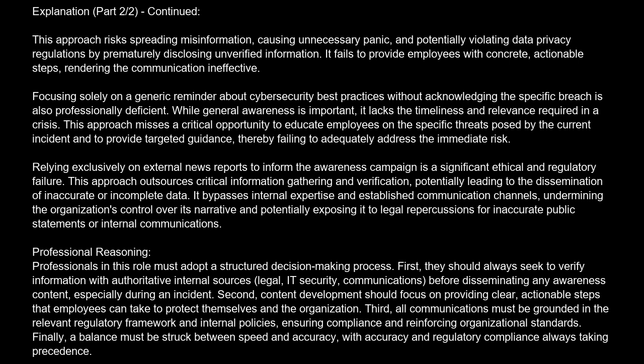Professional reasoning. Professionals in this role must adopt a structured decision-making process. First, they should always seek to verify information with authoritative internal sources, legal, IT security, communications, before disseminating any awareness content, especially during an incident. Second, content development should focus on providing clear, actionable steps that employees can take to protect themselves and the organization. Third, all communications must be grounded in the relevant regulatory framework and internal policies, ensuring compliance and reinforcing organizational standards. Finally, a balance must be struck between speed and accuracy, with accuracy and regulatory compliance always taking precedence.